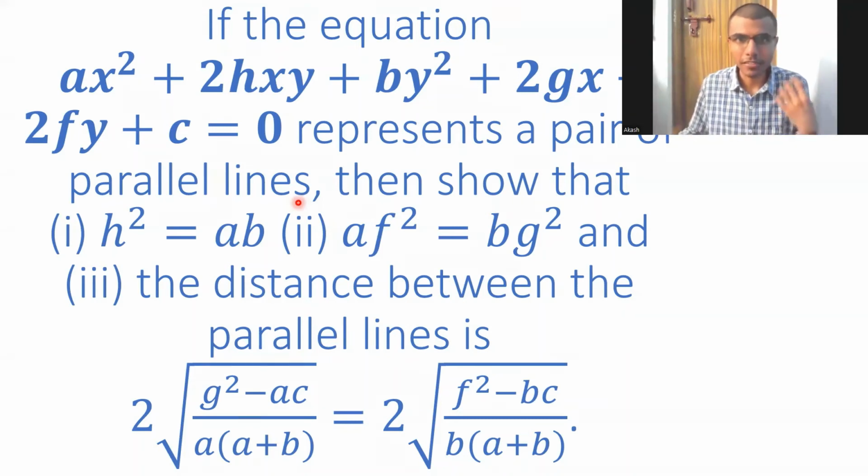Hello learners, here we have an equation which represents a pair of parallel lines, and if that is the case, then we need to show that h square is equal to ab, af square is equal to bg square, and that the distance between the two parallel lines which this equation would represent is equal to this. It could be either one of them, so we need to show our proof in a similar fashion.